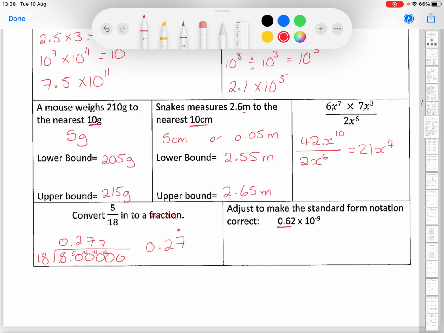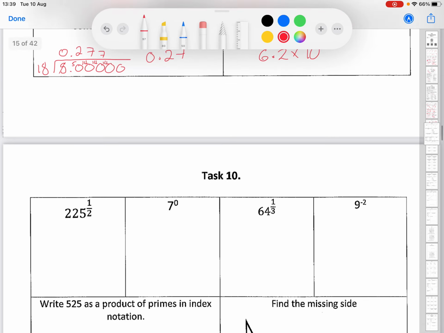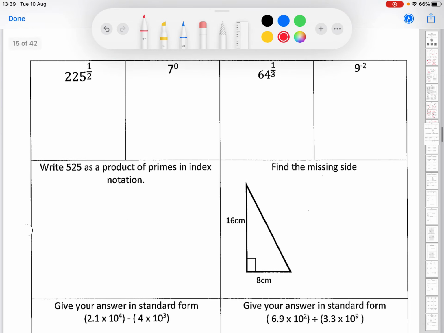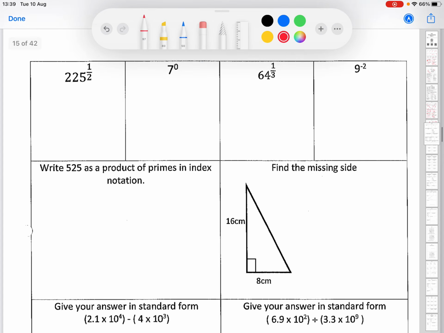Adjust to make the standard form notation correct. So this cannot be right because it is not between 1 and 10. So we want to move our number to the left. So it's going to be 6.2 times 10, and we need to take 1 from the power. Now, very careful because it's a negative. So if you do minus 9, take away another 1, it gives you minus 10. So very careful.